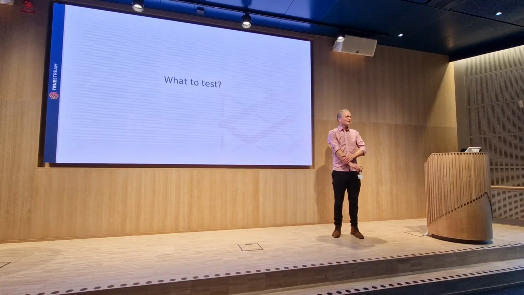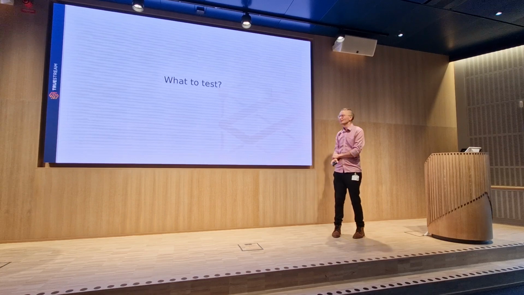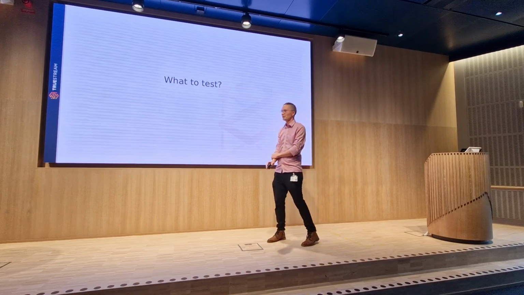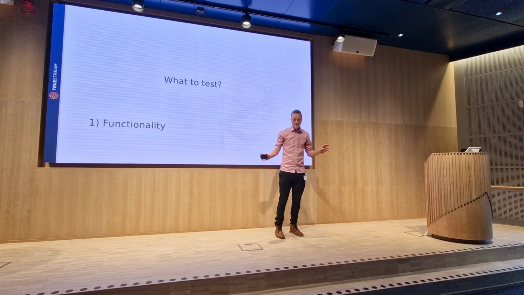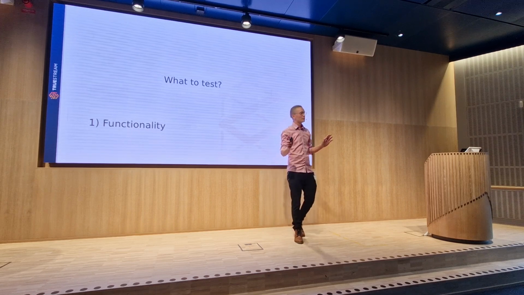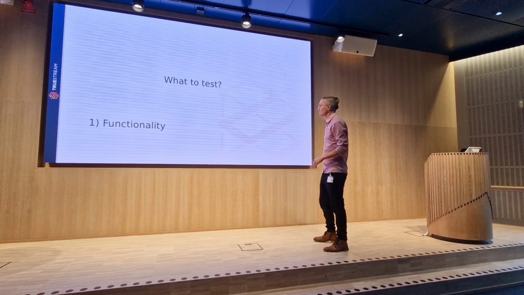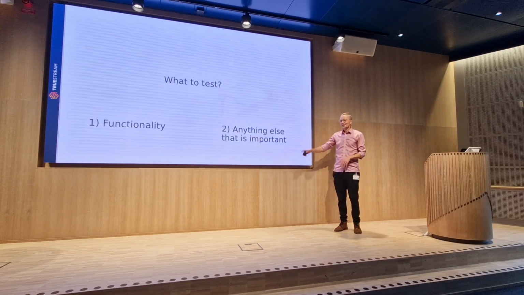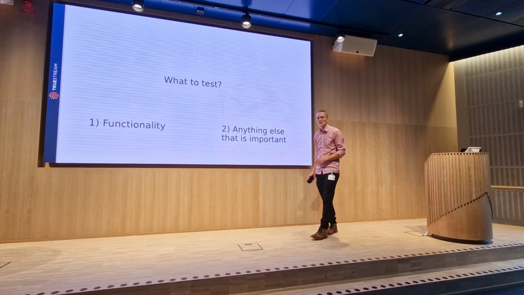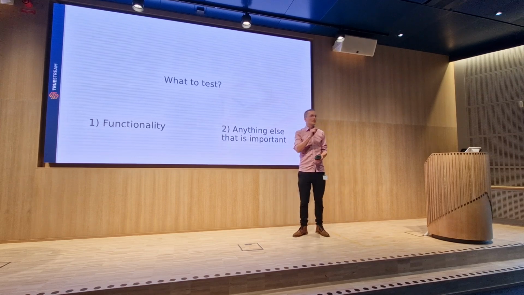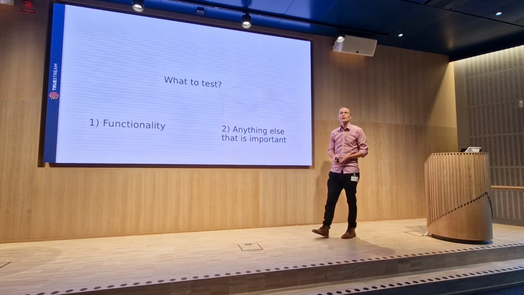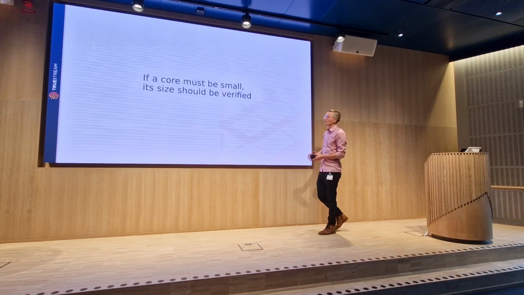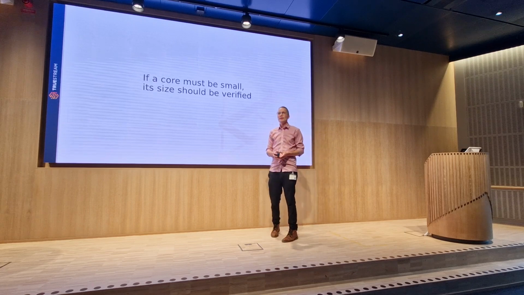We back up a bit and ask ourselves a question: what to test? I have given one answer. Point number one, functionality. No matter if your implementation sucks, you really want to make sure that everything works, right? So you don't fool yourself. And number two, anything else that is important. Whatever that may be. In our case, it was the size of our IP. We knew of no way to test that except manually, and felt that we needed to add it. To put it in other words, if a core must be small, its size should be verified.